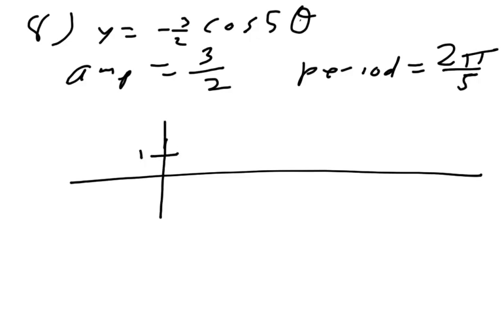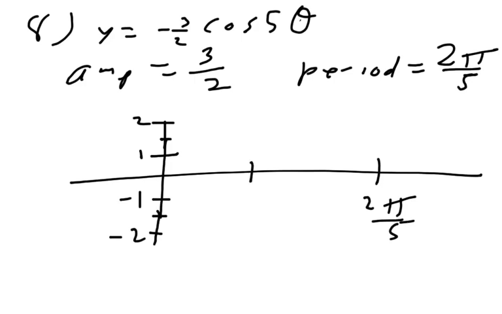So here's 1, here's 2, in the middle will be 3 halves. Here's negative 1, negative 2, and in the middle will be negative 1.5. The period goes to 2 pi over 5. So what is right in the middle of 2 pi over 5 and 0? Well, 2/5 divided by 2 equals 1/5. So this is pi over 5.